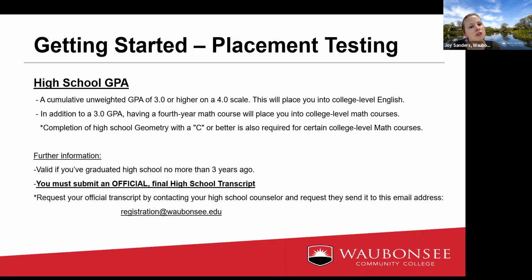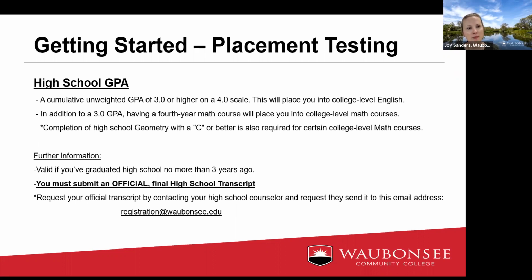So you could potentially use your high school GPA. If you would like for us to evaluate your GPA to see if we can use that to place you into college level courses, what we're looking for is a cumulative unweighted, so unweighted is important here, GPA of a 3.0 or higher on a 4.0 scale. That's what's going to place you into college level English.